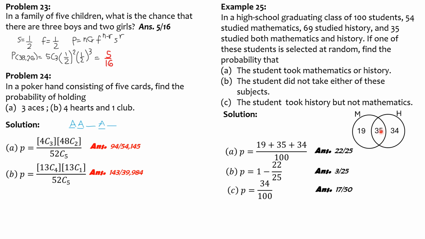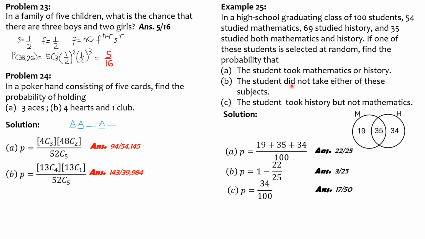So the first question, the probability that the student took mathematics or history. Mathematics or history, and that is the sum of these numbers here, 19, 35 plus 34, and there were 100 students all in all, so 19 plus 35 plus 34 over 100, that's 22 over 25.